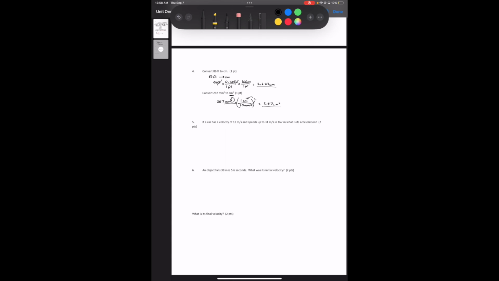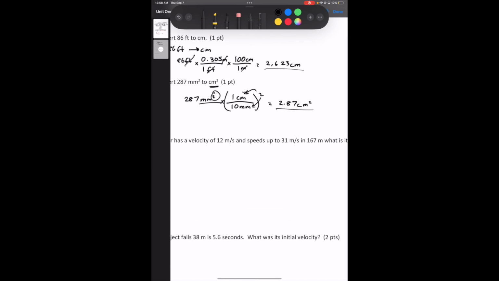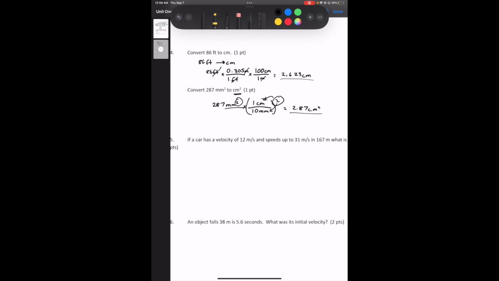And on question number 4, I did forget to mention that when you're squaring the millimeters squared, it'll also carry down to the 10, which will turn into 100. And that's why we divide 287 by 100 to get our answer.